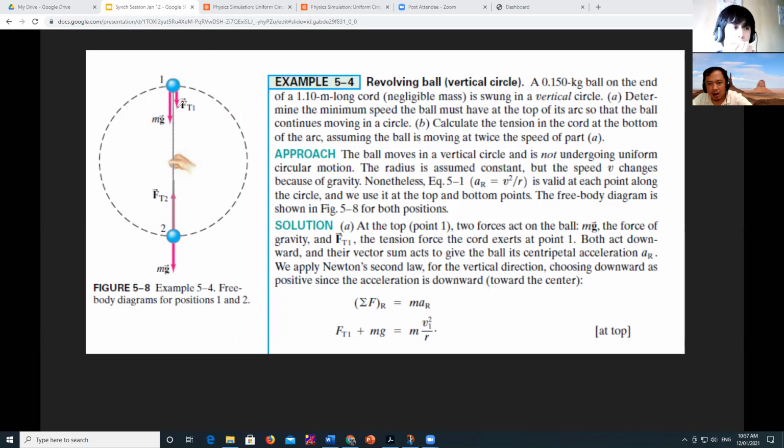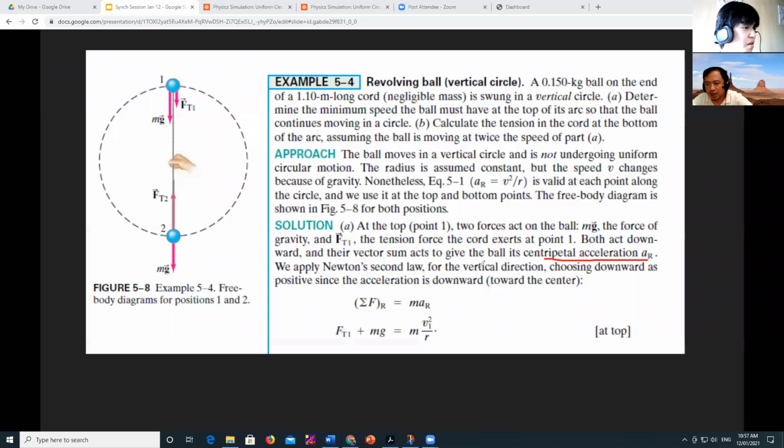These pink arrows are the free body diagram of the ball at positions 1 and 2. At point 1, two forces act on the ball. What are these forces? The force of gravity or the weight, and the tension, F_T or T. Both act downward, so they will add up to give it centripetal acceleration. These two forces give the centripetal acceleration.